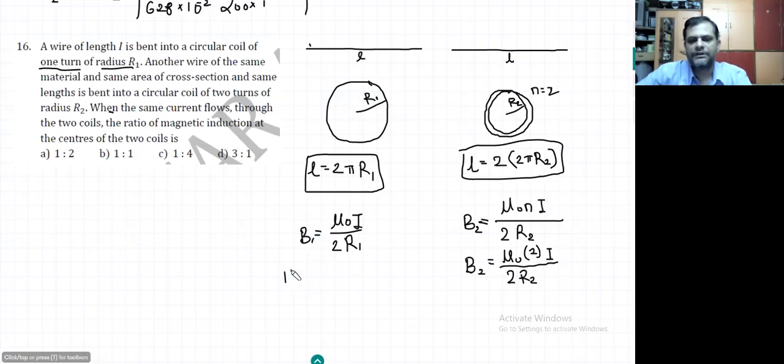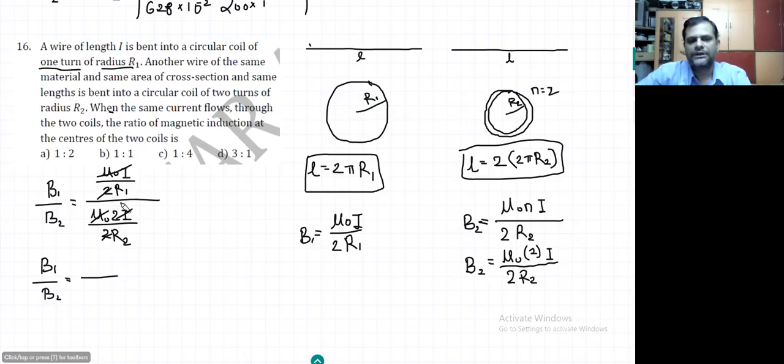yes, so if we just have this B1 upon B2, we want to find out here. So B1 upon B2 will actually be equal to, so B1 kitna hai dekho, mu naught I upon 2R1, aur B2 dekho kitna hai, so it is going to be mu naught times of 2I upon 2R2, okay. So that here mu naught I will just get cancelled. Here also mu naught I will get cancelled. These two will also get cancelled. And what we are left with is B1 upon B2 going to be equal to, so here this R2 will just go up, and we'll be simply left with R2 upon 2R1, right?